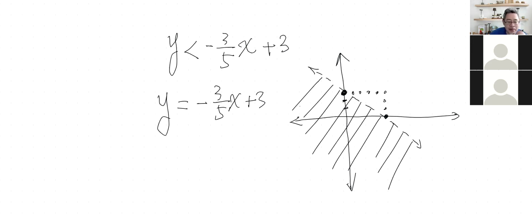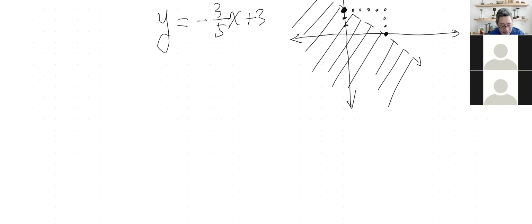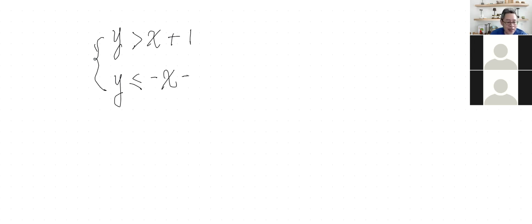Okay, now we're going to get into so-called systems of linear inequalities. That means we get two inequalities, and the solution has to meet both. So if I say y is greater than x plus 1, a very simple one, and y has to be less than or equal to negative x minus 2, how do we do that? We do both and find the overlap, because a solution for the system has to satisfy this inequality and that one.